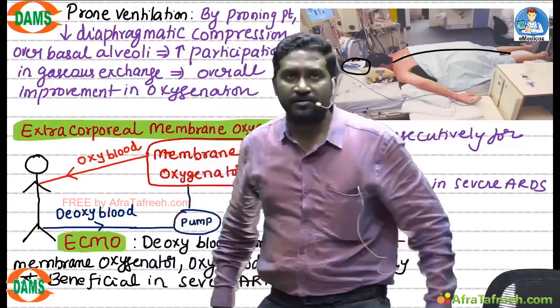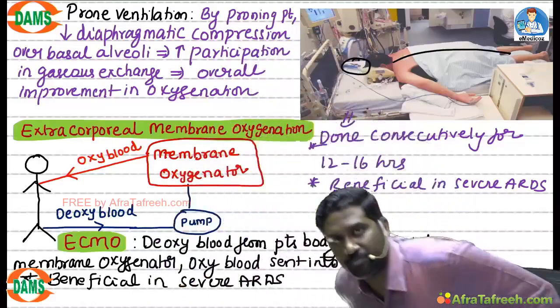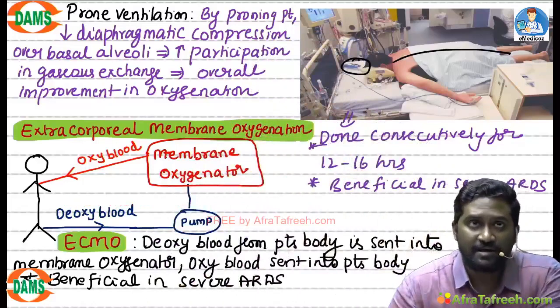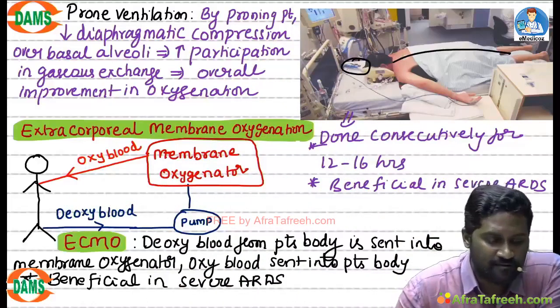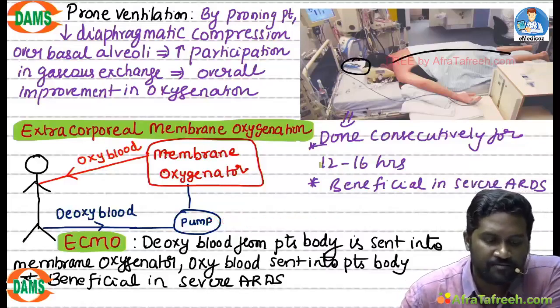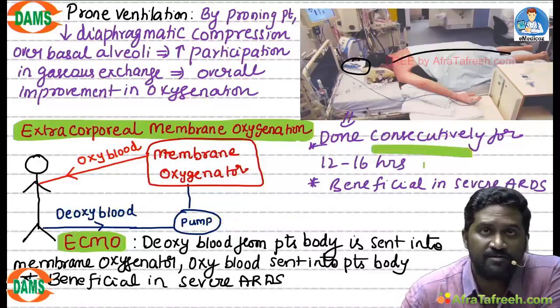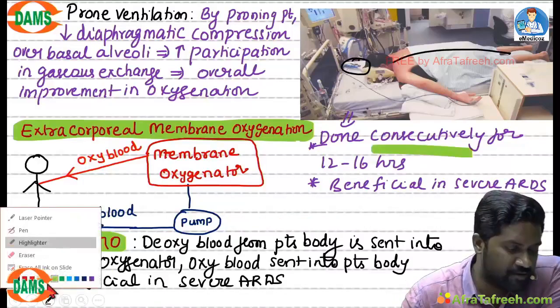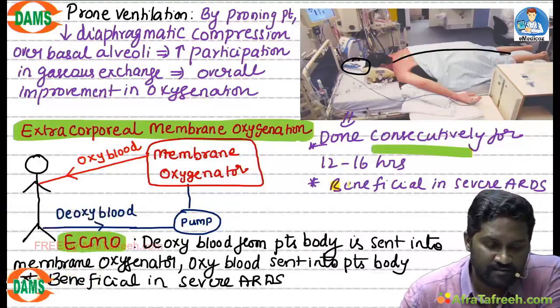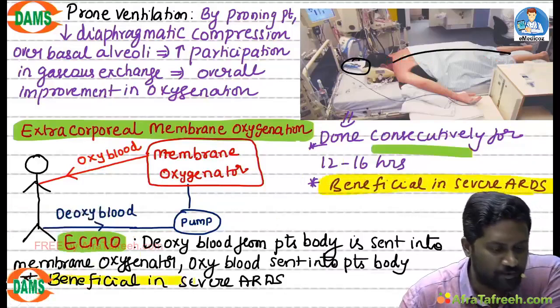In simple words, by putting the patient in prone position, the lung bases can start expanding, take part in gaseous exchange, and it will improve the oxygenation. And to get benefit, it has to be done continuously. If you just do it for 1 or 2 hours, there will be no benefit. It has to be done for 12 to 16 hours, and this is also beneficial in severe ARDS, just like ECMO.